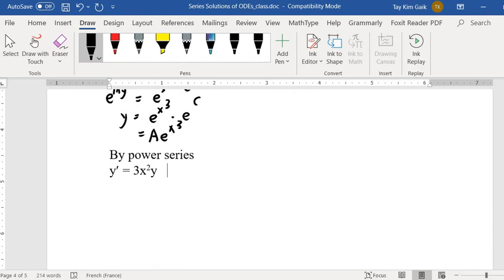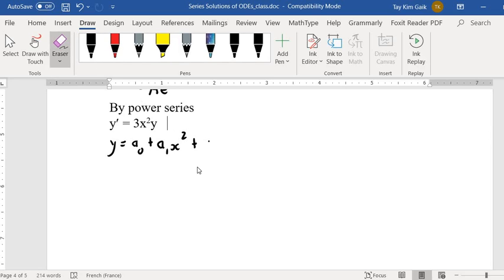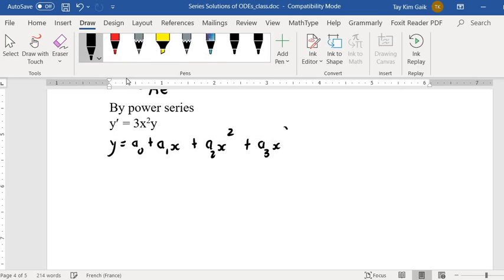The equation is y prime equal to 3x squared y. So by the power series method, we assume y is a0 plus a1 x plus a2 x squared plus a3 x cubed plus a4 x power 4 plus a5 x power 5, plus a6 x power 6, plus a7 x power 7, and so on.